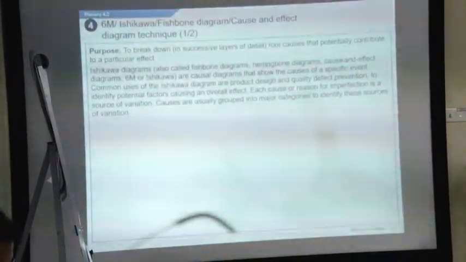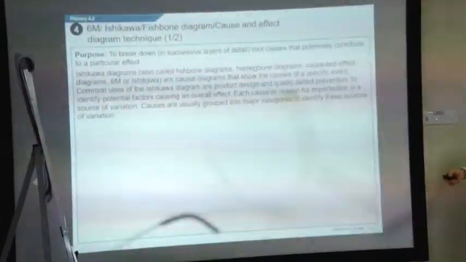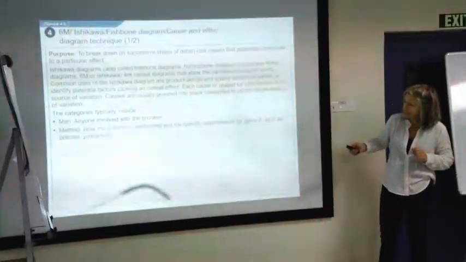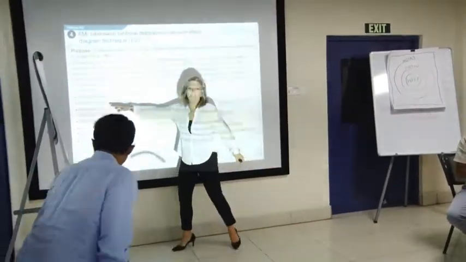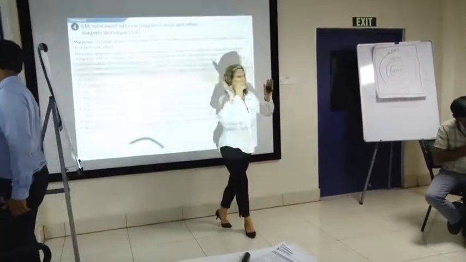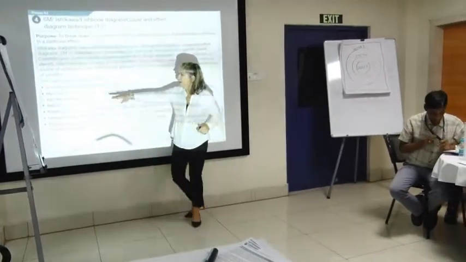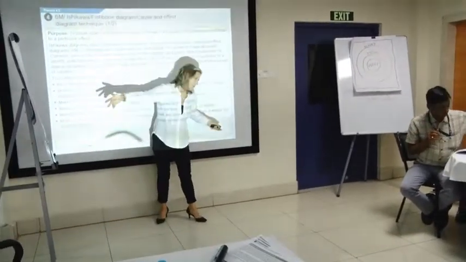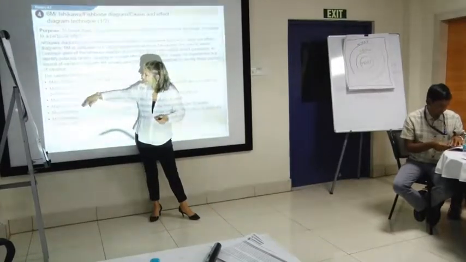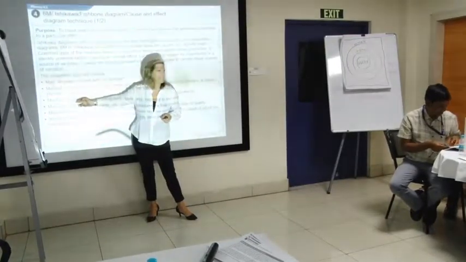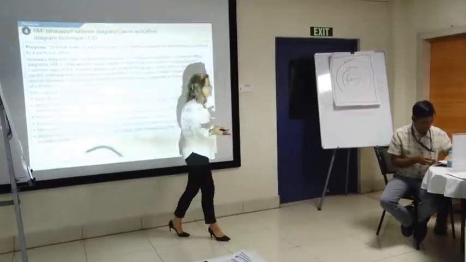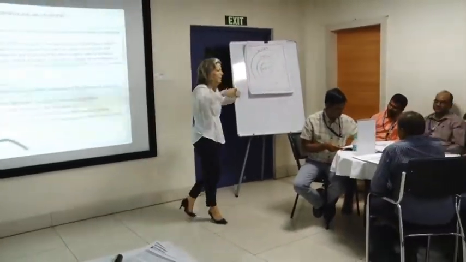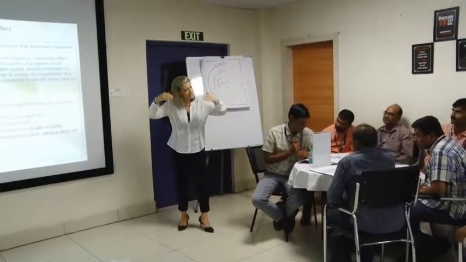Okay, so you want to look at it, and it has lots of different names, but I call it 6M because the 6 main branches going in that you're going to evaluate are man, could be woman, but man, method, machine, material, measurement, and Mother Nature. Okay, those are the 6 M factors that feed into the fishbone.